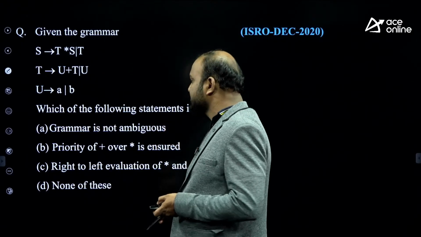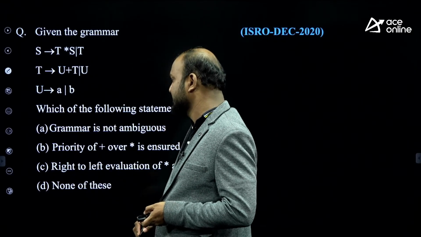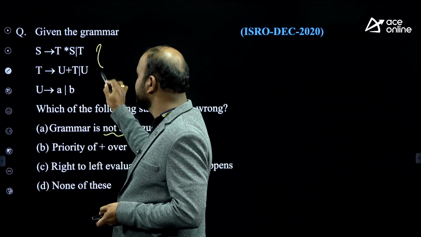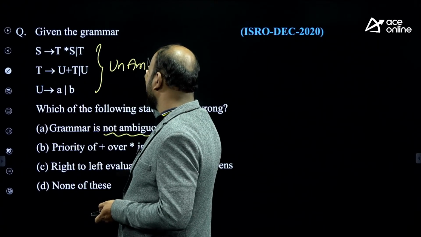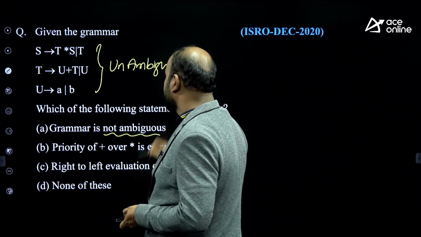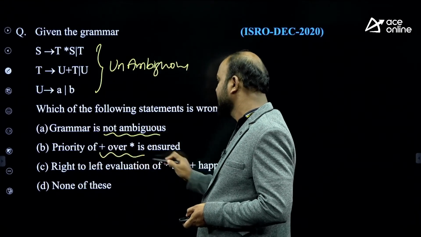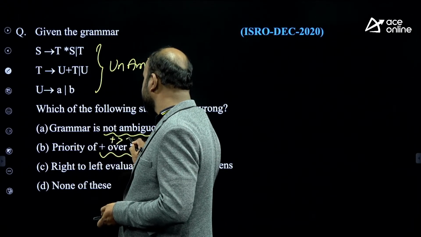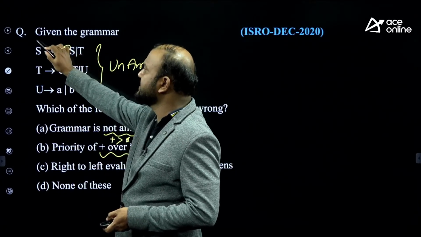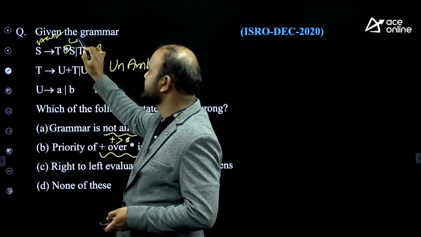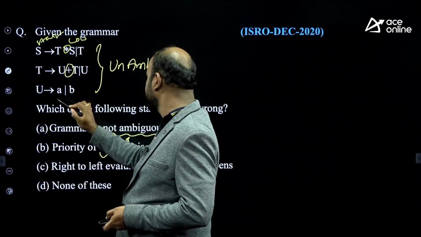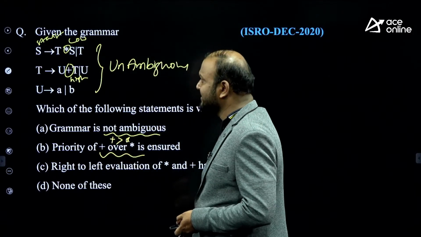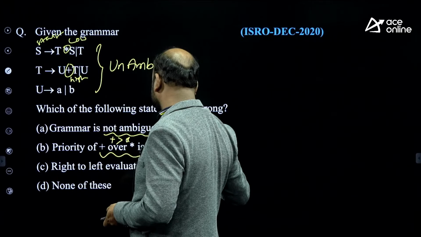Which of the following statements is wrong? It is also based on the precedence and associativity. Grammar is not ambiguous, okay, it is unambiguous grammar. Priority of plus over star is ensured, means plus is greater than star. Correct? Because star is defined with the starting non-terminal, least precedence or lowest precedence, this plus is having higher precedence. So plus greater than star, yes, correct. This is true.